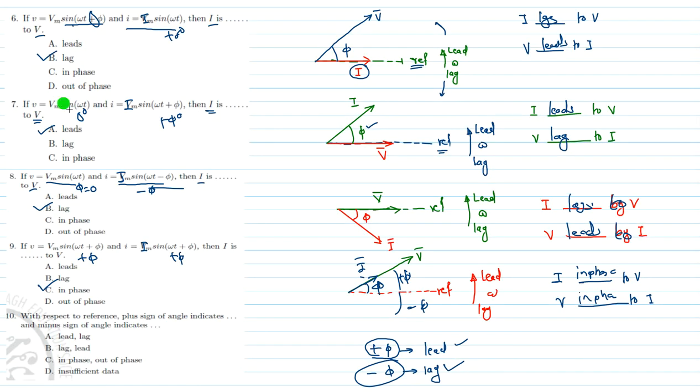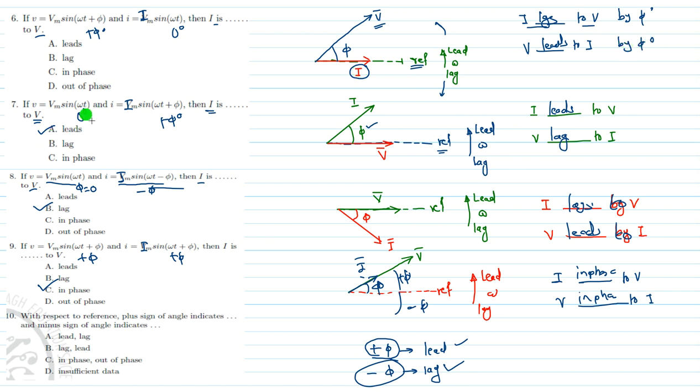Let's discuss the next question. Here we have given V is equal to Vm sin omega t, and I is equal to Im sin omega t. Then what is the relationship between I and V phasor? I is the reference phasor because its value is 0 degree, and here you will observe the 5 degree. Plus 5 means V is leading. So V is leading and I is lagging V by 5 degree. You can say I lags V by 5 degree, or V leads I by 5 degree.